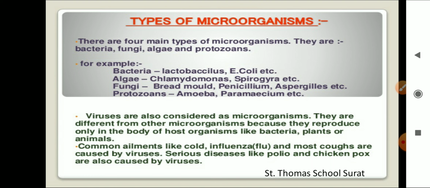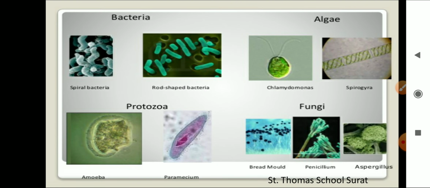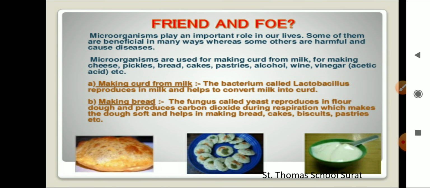Then some common cold, influenza, and coughs are caused by these viruses. Then serious diseases, if we talk, that is polio and chicken pox, they are also caused by the viruses. Then we learned about the bacteria examples, spiral bacteria, rod shaped bacteria. These are all examples we have already learned.